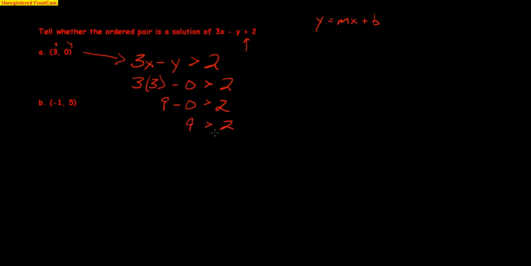The difference here, it's not an equal sign. So you say to yourself, really the same thing as what we did with the equal sign. Is this true? And hopefully we all know that 9 is in fact greater than 2. So our answer is yes. That means that this coordinate is in fact a solution to this inequality. Really that is all there is to this part.